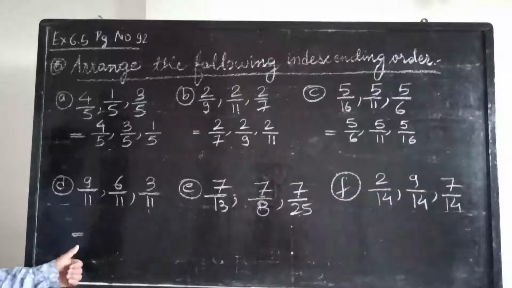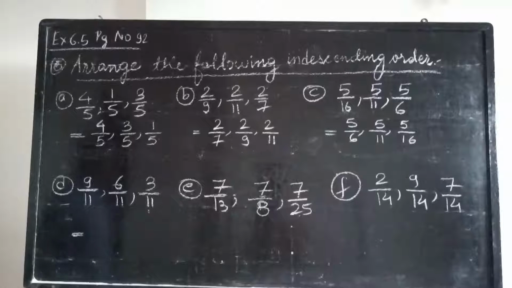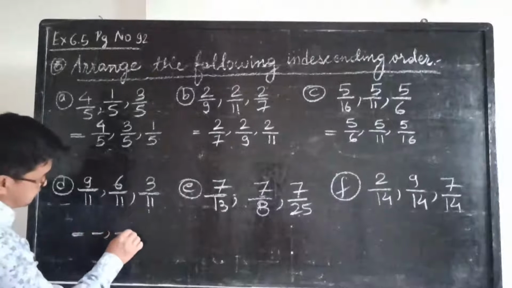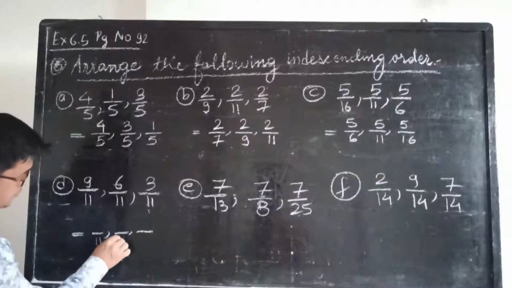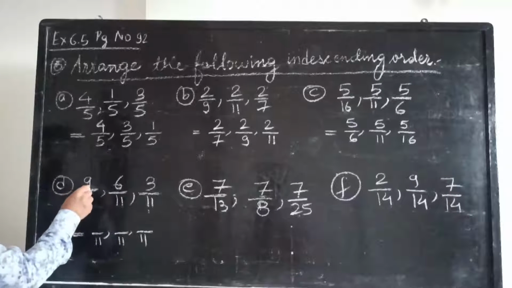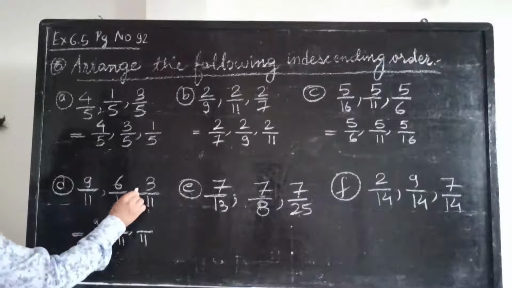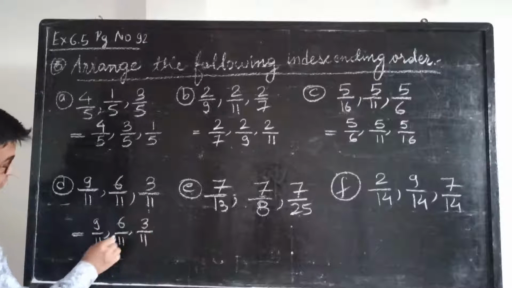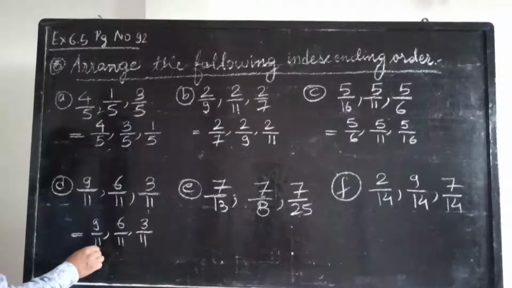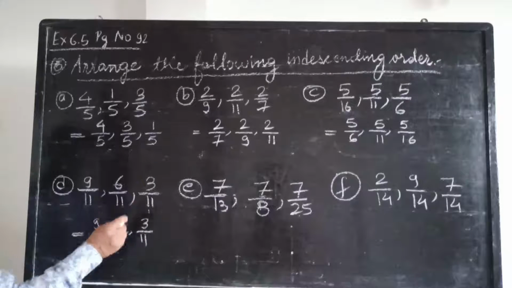Here the denominators are the same but the numerators are different. So the fraction having the biggest numerator will be the biggest fraction. The denominators are the same: 11, 11, 11. Now which is the biggest number? 9, 6 and 3. 9. Then 6 and 3: 6, and the last one is 3. When you write it in descending order: 9 upon 11, 6 upon 11 and 3 upon 11.